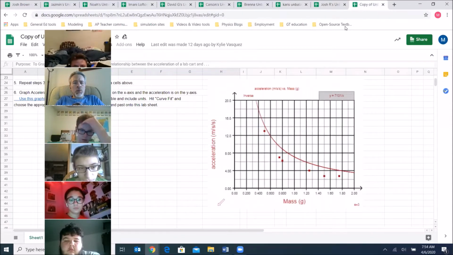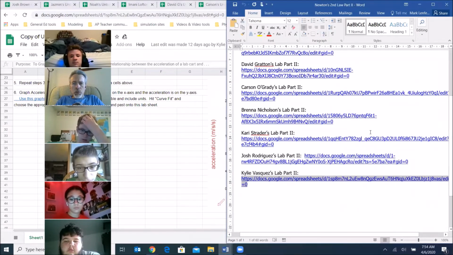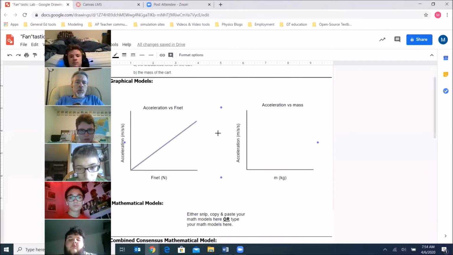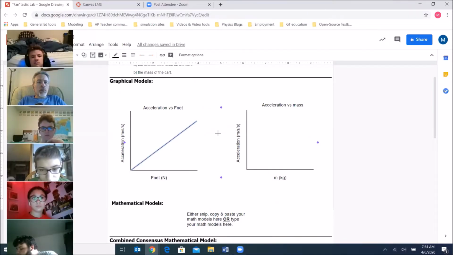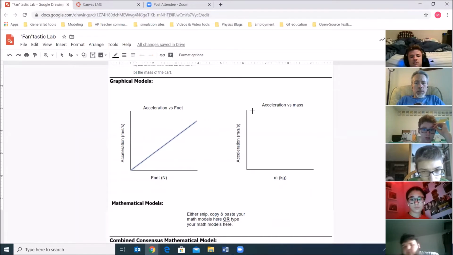and I don't remember who this one was. Let's see. Part two. Oh, that was Kylie's. Kind of looks like an inverse. Okay. So it looks to me like the consensus is, for the people who gathered data correctly, it kind of looked like an inverse relationship. So again, you could either sketch it, or you could just simply copy and paste it.